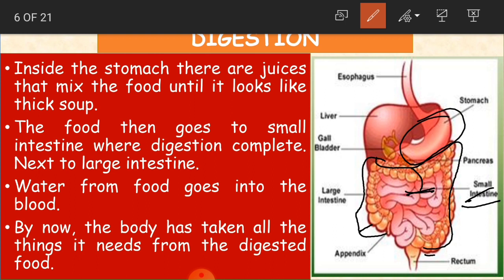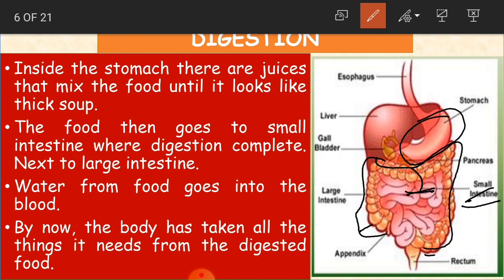And by the end of this process, what happens? The body will take all the things, whatever nutrients are there in our food, like carbohydrates, all the good nutrients will be absorbed by the body, and now it is left over with the waste. See, by now the body has taken all the things it needs from the digested food. Now digestion is completed and all the nutrients are absorbed.